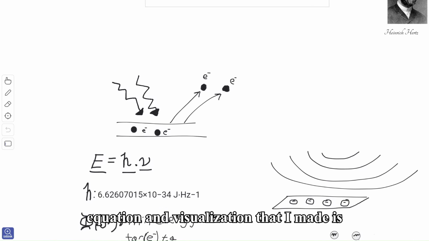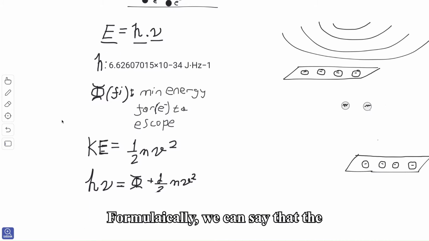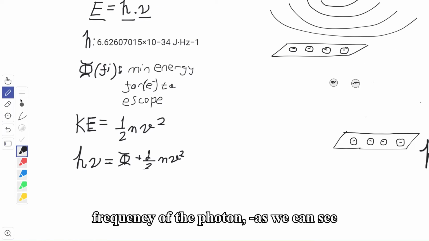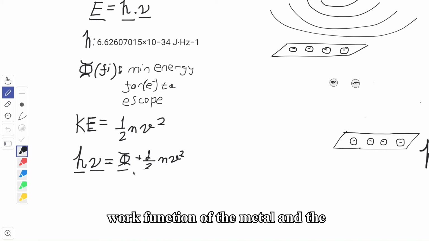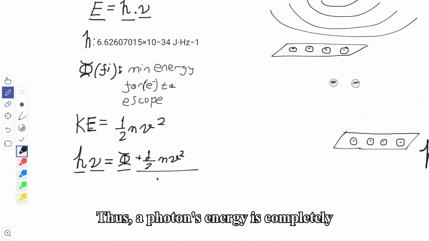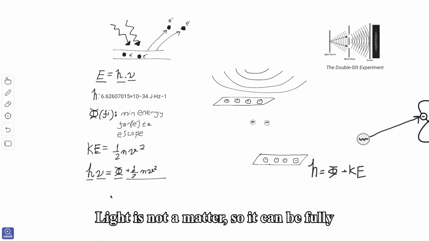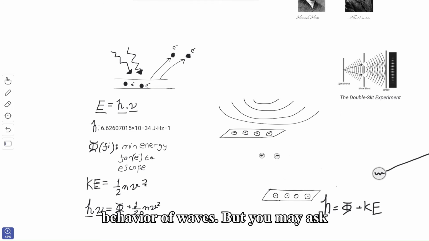The equation and visualization that I made is called the photoelectric effect. Formulaically, we can say that the product of Planck's constant and the frequency of the photon, as we can see here, is equal to the work function of the metal plus the kinetic energy of the electron. Thus, a photon's energy is completely absorbed, and there is nothing wrong with that actually. Light is not matter, so it can be fully absorbed, and that doesn't violate any behavior of waves.